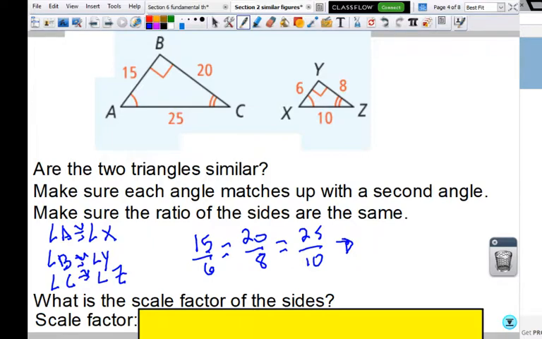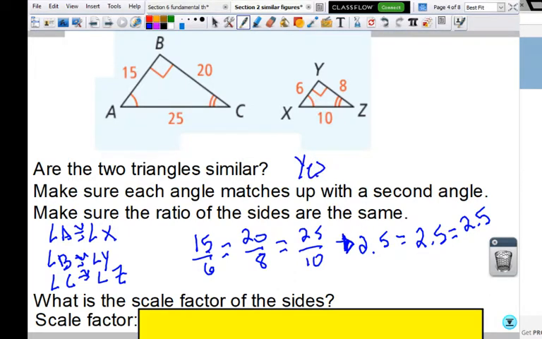Okay, I got 2.5 for my first one. I want to make sure that equals 20 over 8. I'm going to plug it into Desmos. 20 divided by 8, there we go, 2.5. And 25 over 10 is already 2.5. Alright, are all of these the same? Yeah! So yes, these are similar.